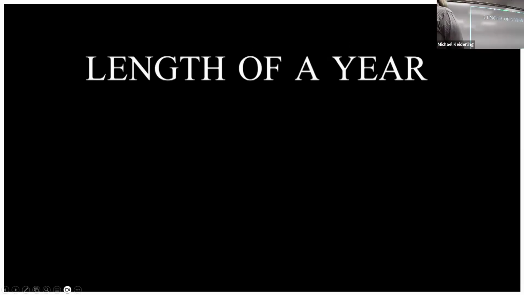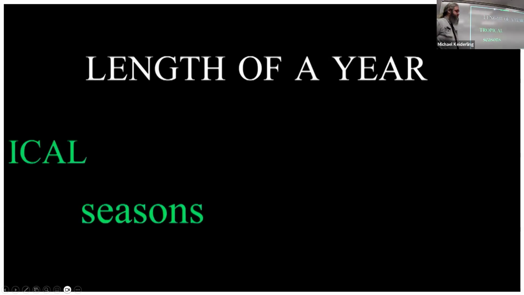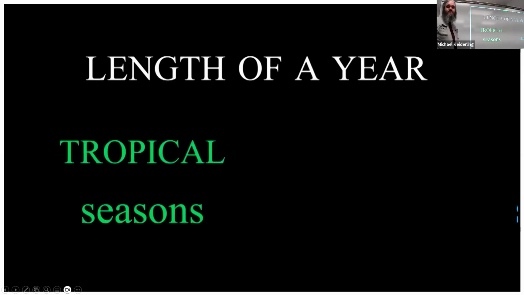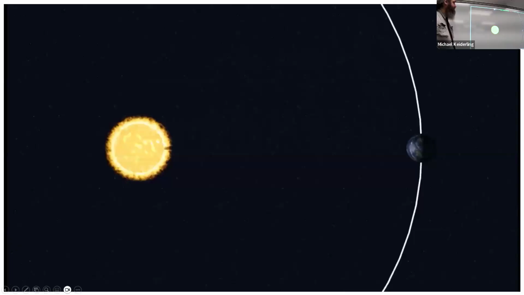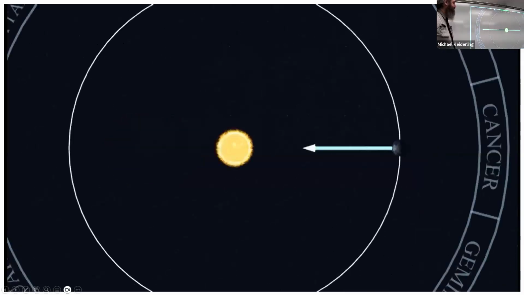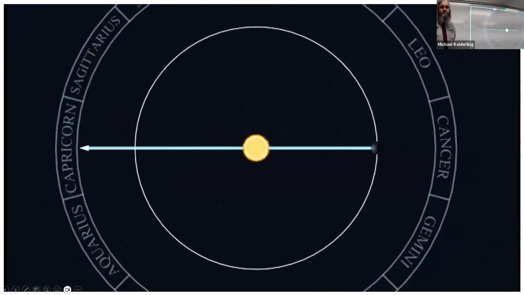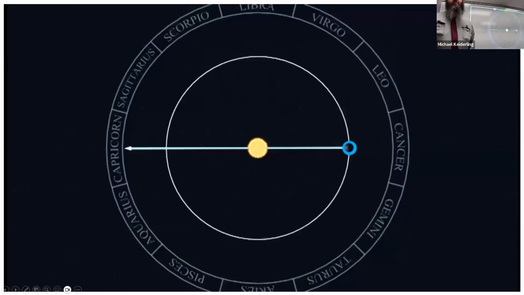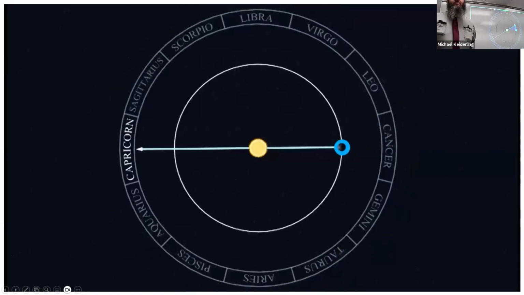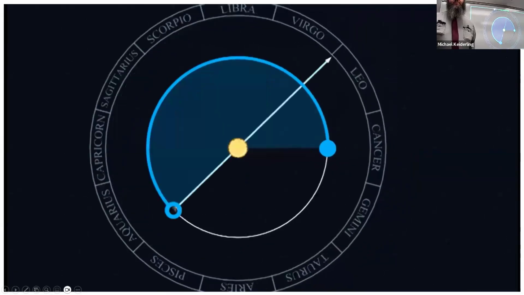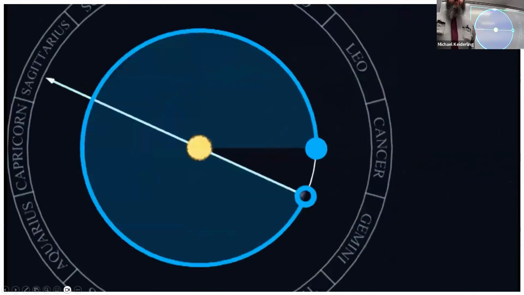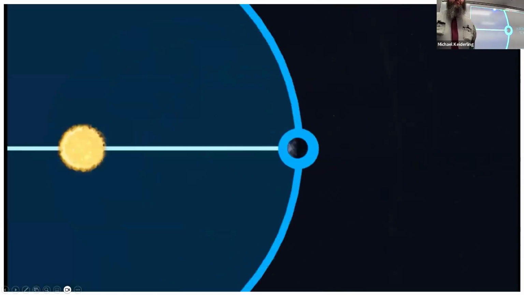Now, you can measure the length of a year several different ways. One way is to look at the seasons. This is called the tropical year. Another way is to look at the positions of the stars. This is called the sidereal year. In January, the sun is in the constellation Capricorn, which means children born in January have Capricorn as their astrological sign. Over the course of a year, the sun moves through all the signs of the zodiac. Once the Earth is back in its original location, we have completed one sidereal year.